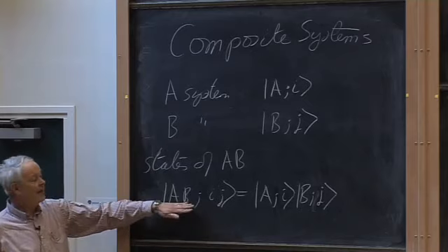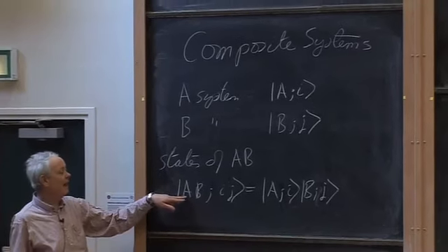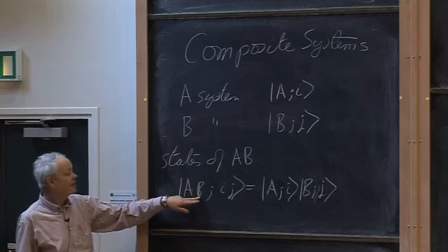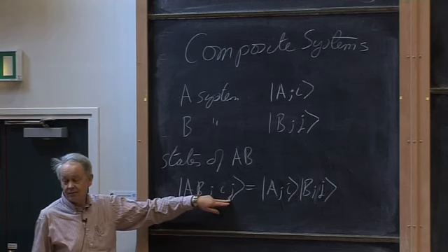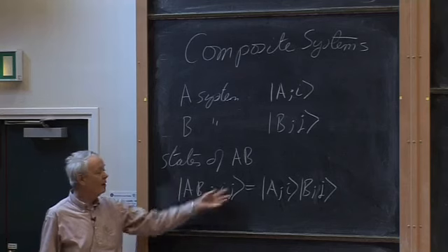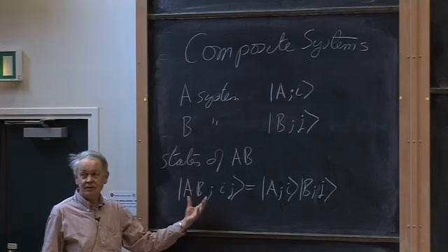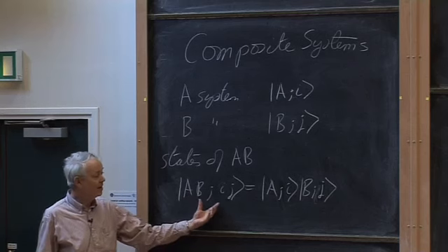This means the state of the compound system, where the subsystem A is in its ith state, and the subsystem B is in its jth state, right? So we have to know what this means, and I think we do know what this means. I've just given words that give meaning to that.